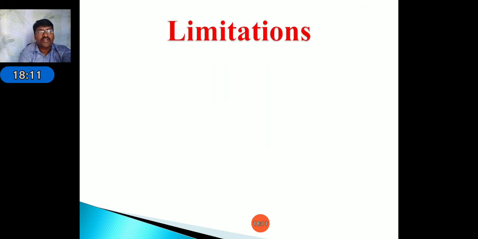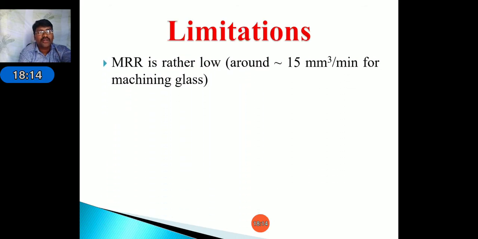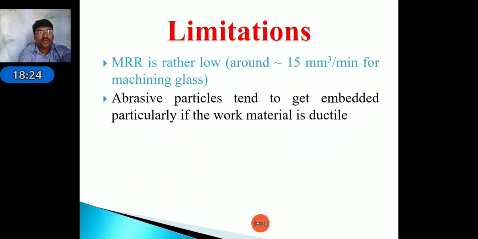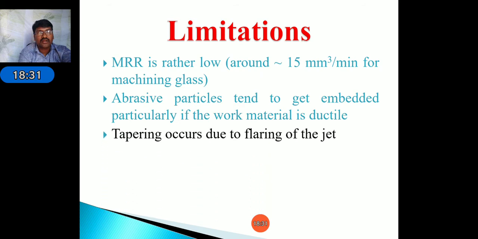Next, coming to limitations of AJM. The material removal rate is low, that is, 15 mm³ per minute. Abrasive particles tend to get embedded, particularly if the work material is ductile. Tapering occurs due to the flaring of the jet.